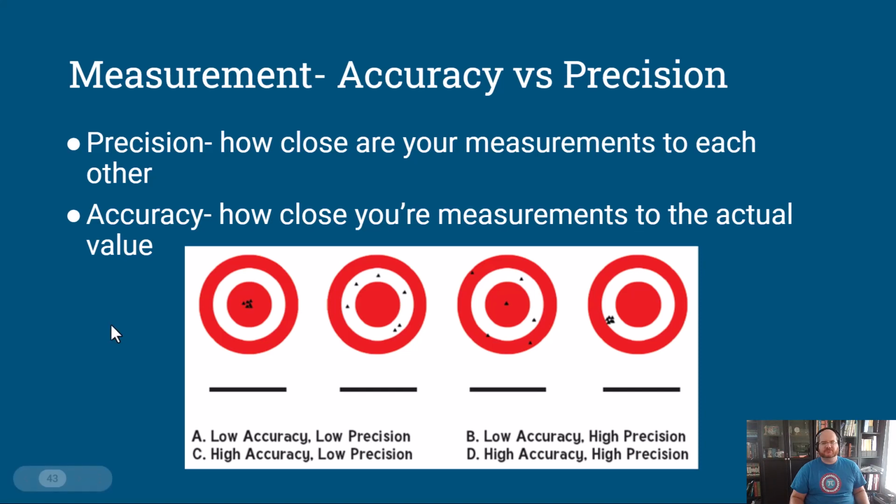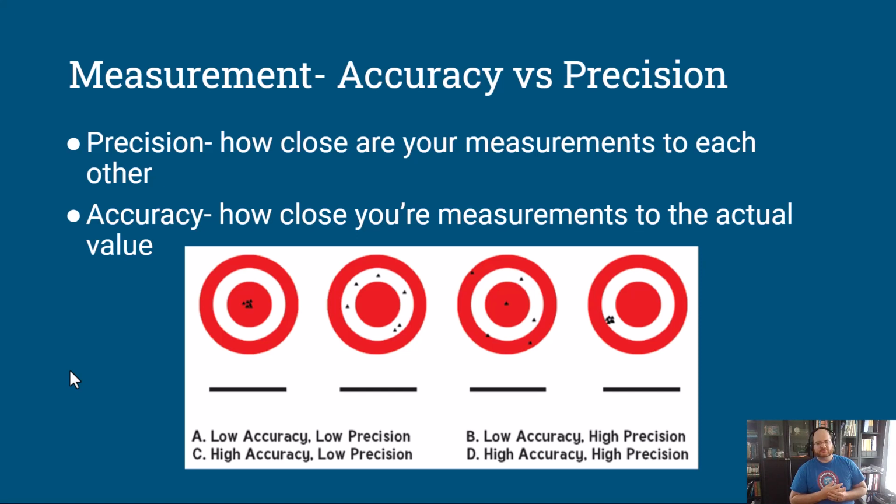Precision is how close your measurements are to each other, while accuracy is how close your measurements are to the actual value. So low accuracy and low precision are measurements that are really bad. You're spread out all over the place and you don't have anything near the values that you need to be looking for. Low accuracy, high precision: pretty much all of your measurements are going to be far off from where you actually want them to be, but they're all very concise in terms of where they are relative to each other.